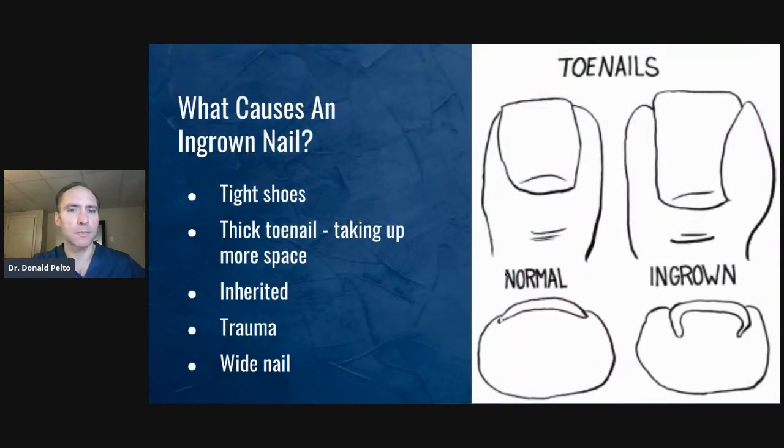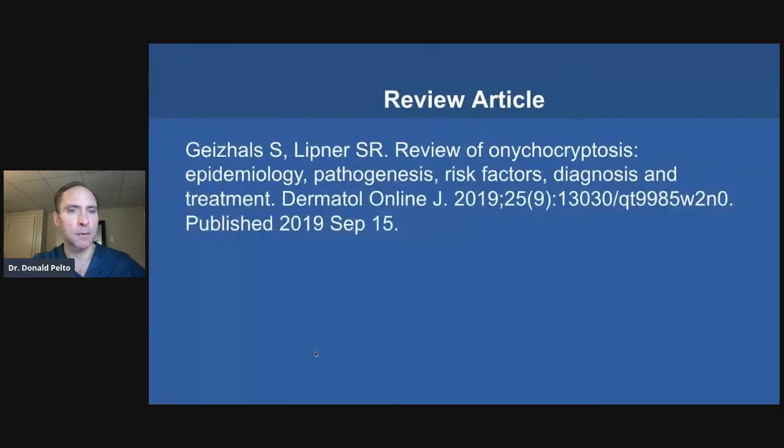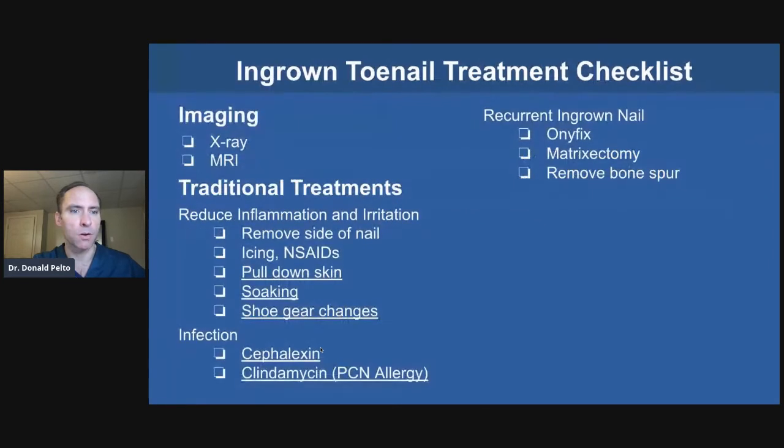What are the causes? Basically, a nail is supposed to be normal and straight, but many times it gets ingrown. That could be caused by tight shoes, a thickened toenail, or a fungal toenail taking up more space. It can be inherited, or caused by trauma. You could hit it on something, or have a wide nail. Those are some of the causes. Here's a quick review article.